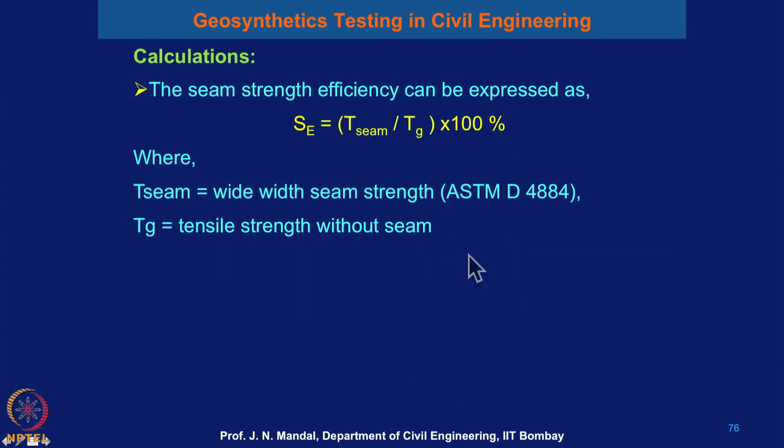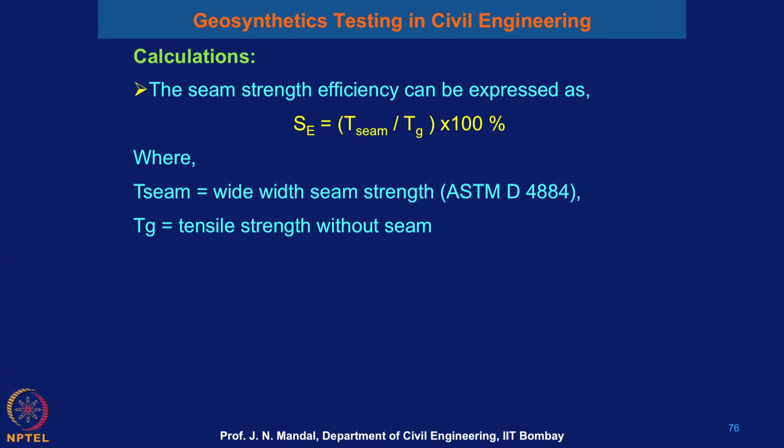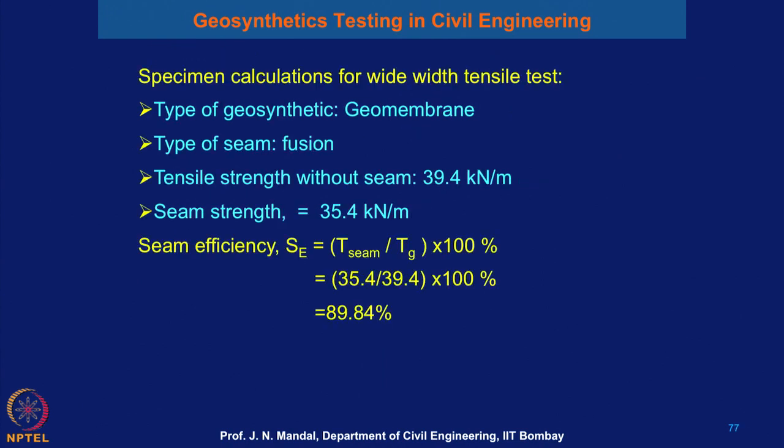So, how to calculate the seam strength? Seam strength efficiency can be expressed as AC is equal to T seam divided by Tg into 100. T seam is the wide width seam strength as per ASTM D4884, and Tg is the tensile strength without seam. So, one is without seam, another is with seam. You take the ratio of T seam and Tg into 100, which will give you the efficiency of the geosynthetics material. And this seam strength you have to take into consideration in the design.